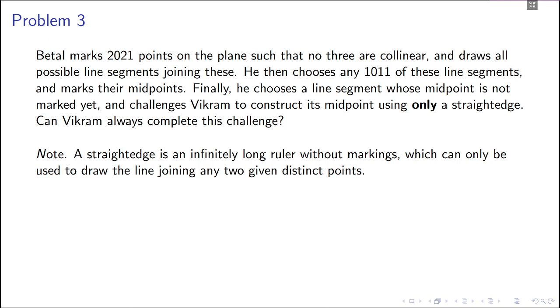So this is, they have mentioned Vikram Betal. So the Betal marks 2021 points on a plane. No 3 are collinear, and after that he draws all possible line segments, and then he chooses around 1011. So if you double it, it will be 2022, one more than that. Of these line segments, he marks their midpoints. Finally he chooses a line segment whose midpoint is not marked and challenges Vikram to construct the midpoint using only a straight edge. Okay, so yeah, I liked this problem.